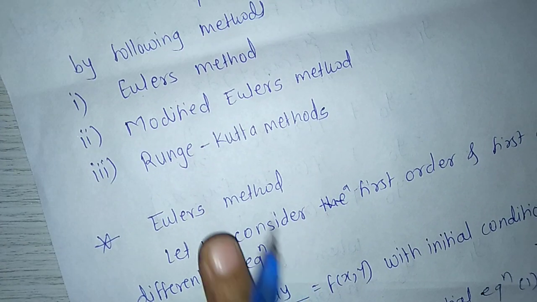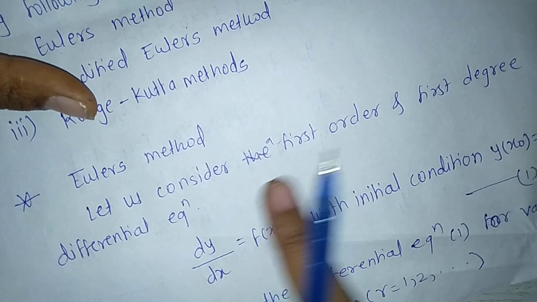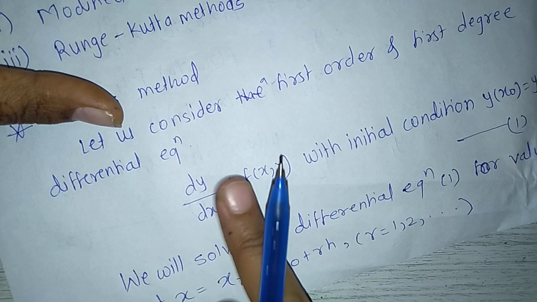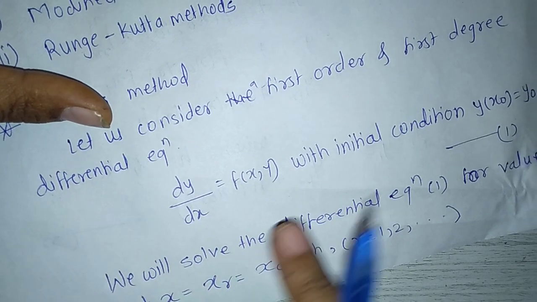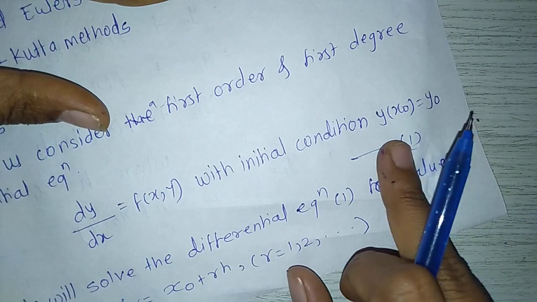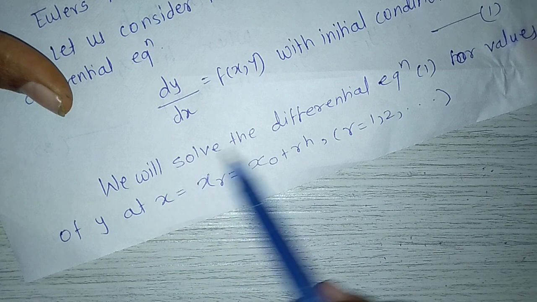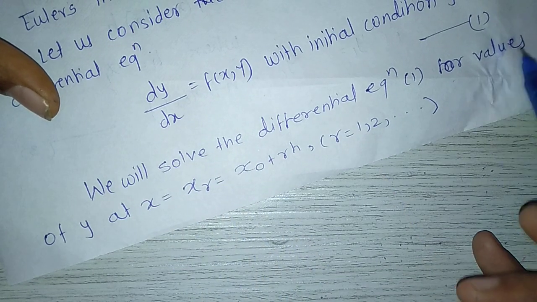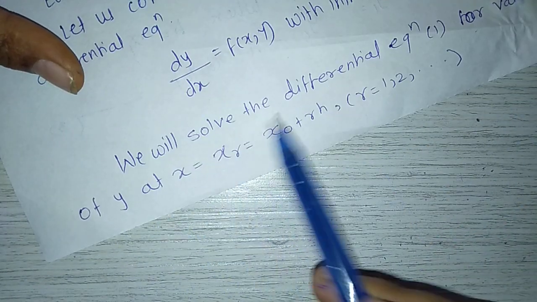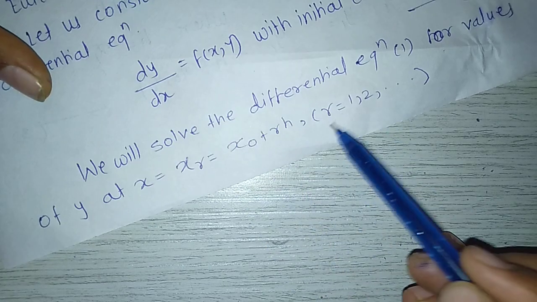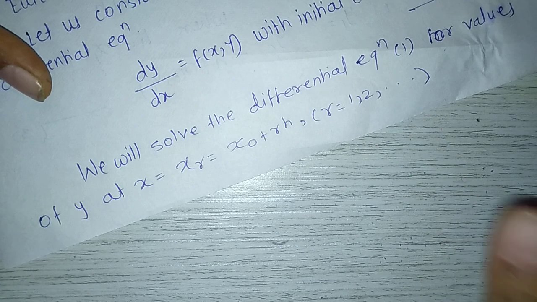First method is Euler's method. Let us consider a first order and first degree differential equation dy by dx equal to f of x, y with initial condition y at x naught equal to y naught. Give as equation number 1. We will solve the differential equation 1 for values of y at x equal to xr equal to x naught plus rh, where r equal to 1, 2 and so on.